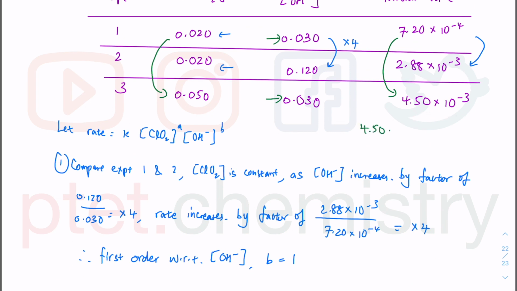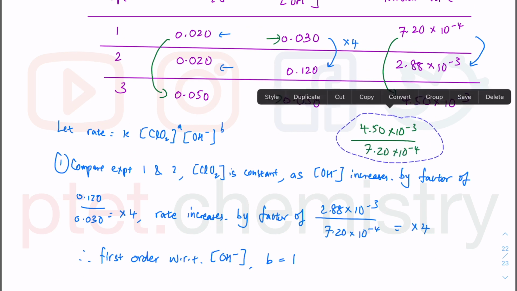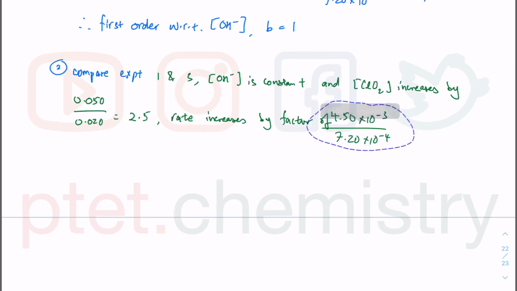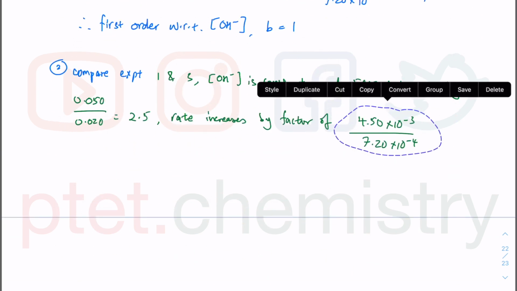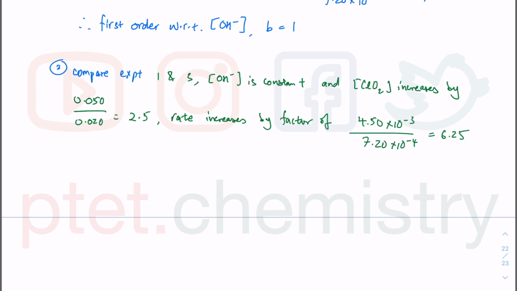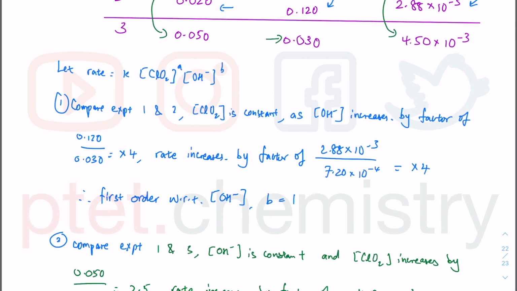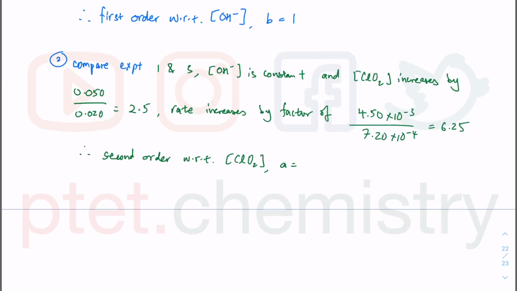Let me just write it down because I don't want to keep on referring to the table. Okay, so you can pop that into your calculator. And I get 6.25. So this looks like 2.5 squared exactly, and therefore second order with respect to the ClO2, which is changing. So A, because A was the order I put in the rate equation, is going to be 2, not 1. Don't know why I did 1 there.